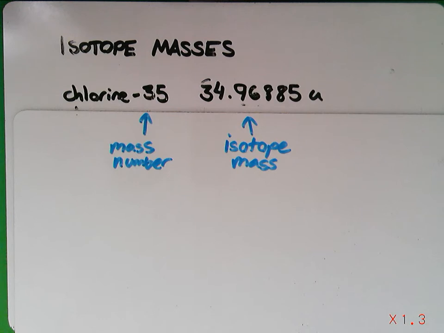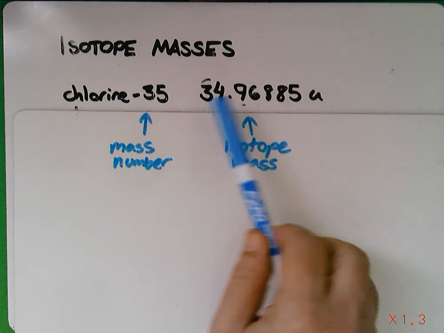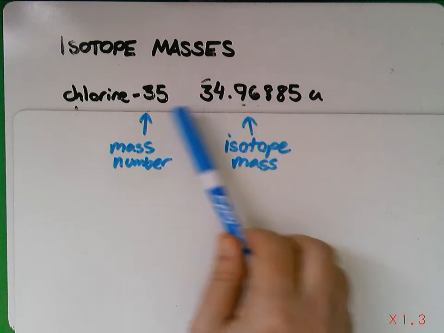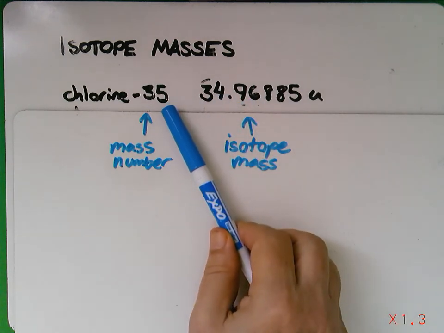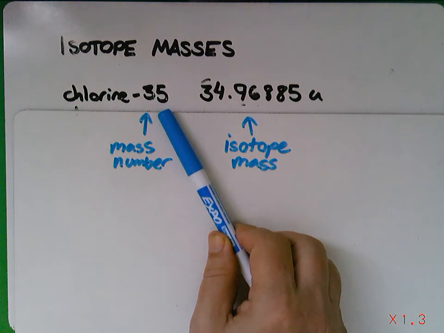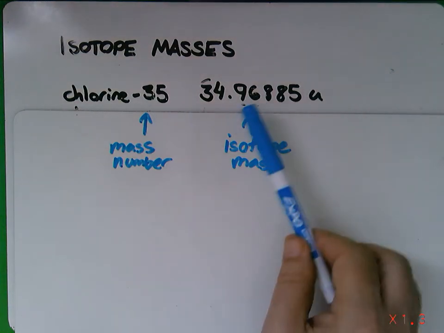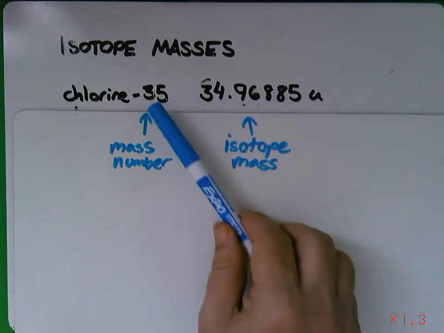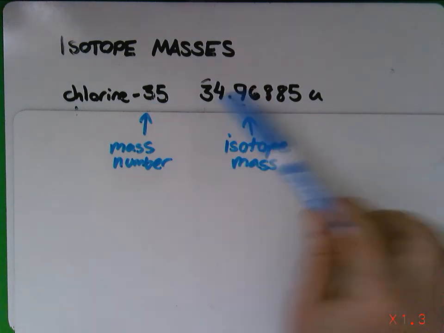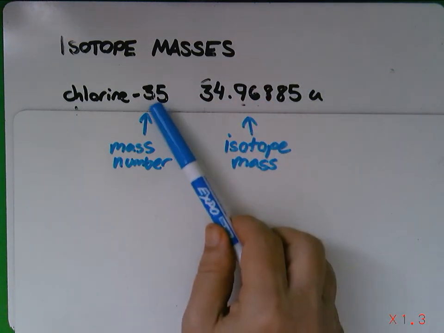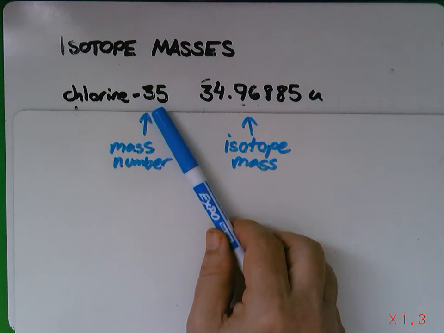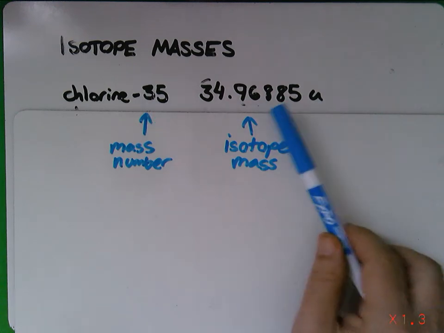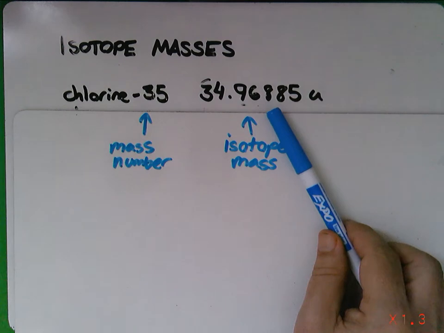Now, there's something else that is disturbing about this, because if your protons and neutrons in here weigh about 1 atomic mass unit, and they actually weigh a little bit more than that, you would expect that this would be a bigger number than 35, that this would be over 35. And the mass number only includes protons and neutrons. It's a count of them. The isotope mass includes the masses of the protons, the neutrons, and the electrons.